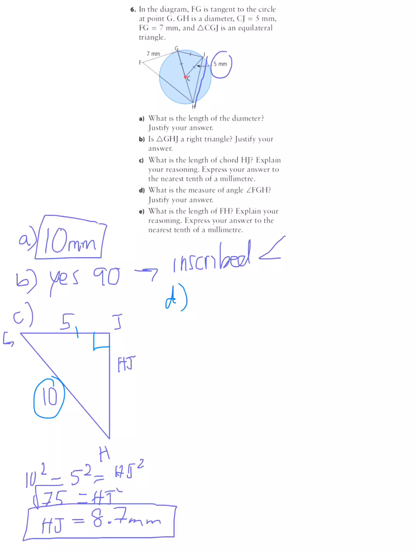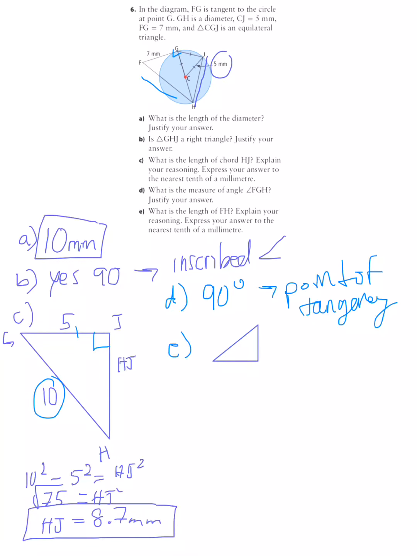Okay, part D. What is the measure of angle FGH? FGH would be up here. Well, that would be 90 degrees because it's the point of tangency. Okay. E, what is the length of FH? So now I have to find this length. So again, we need to make another triangle here. Having fun making triangles today.